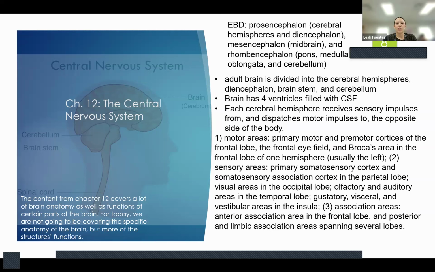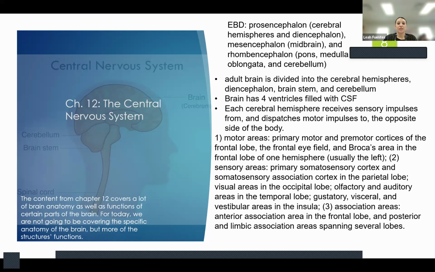Okay, so our adult brain is divided into the cerebral hemispheres, the diencephalon, brainstem, and cerebellum. Our brain has 4 ventricles, which are filled with cerebrospinal fluid. Each of the cerebral hemispheres receives sensory impulses from and dispatches motor impulses to the opposite side of the body. So if you've ever heard your left side of the brain controls your right side of the body and vice versa, this is where that's coming from.